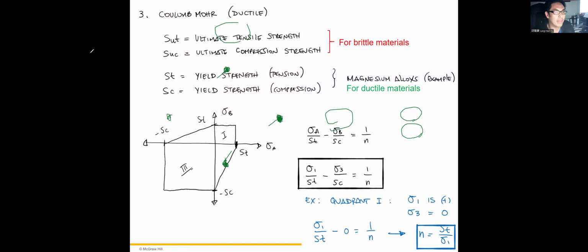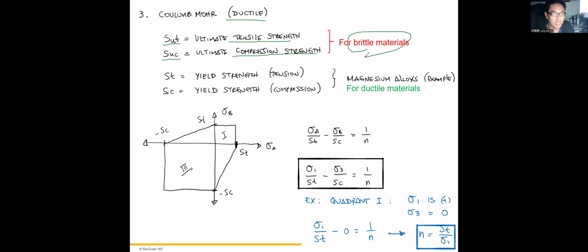So the third method for ductile materials under static loading is called the Coulomb-Mohr ductile. Previously, when we discussed brittle materials with the Coulomb-Mohr, we defined some material properties like the SUT, the ultimate tensile stress, and the SUC, the ultimate compressive stress. Why? Because there's no yielding point for brittle materials, so we can only utilize the ultimate tensile stress and the ultimate compressive stress.